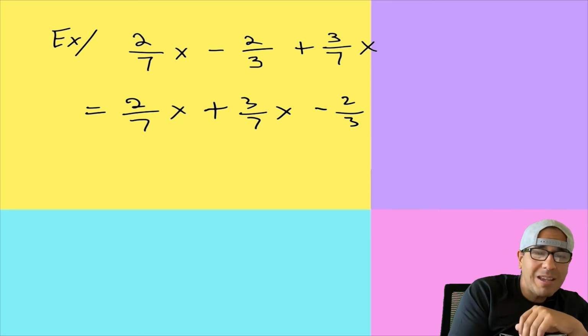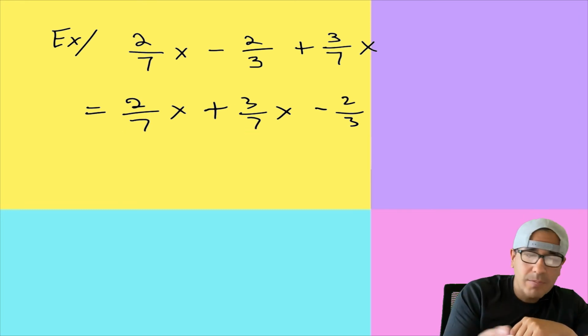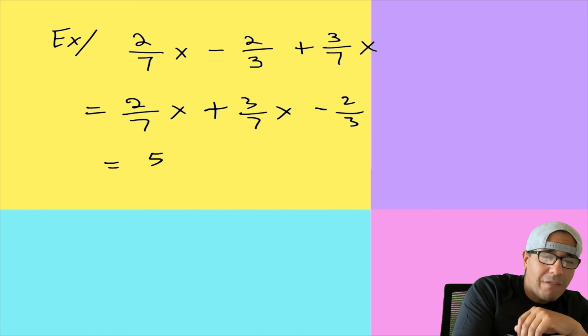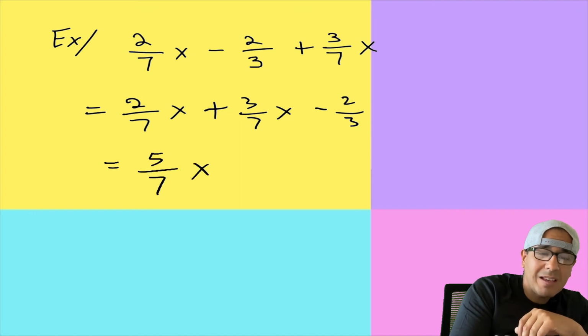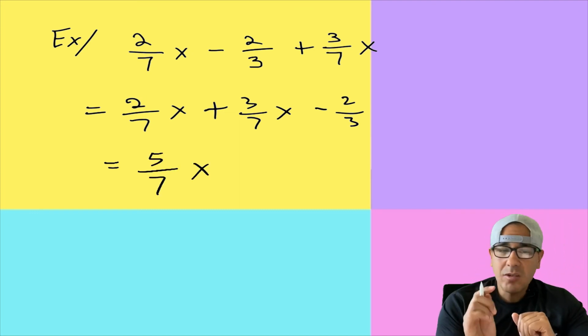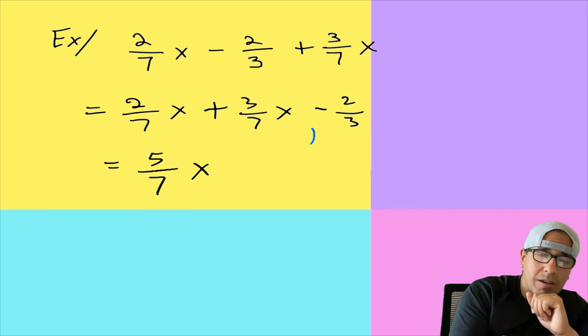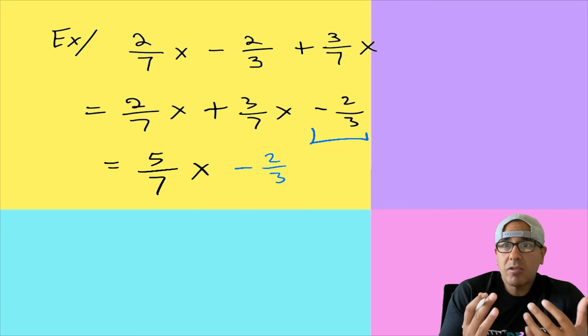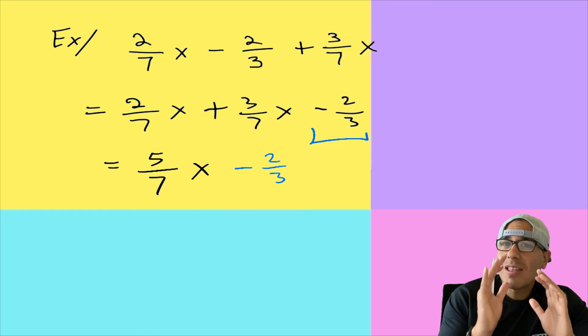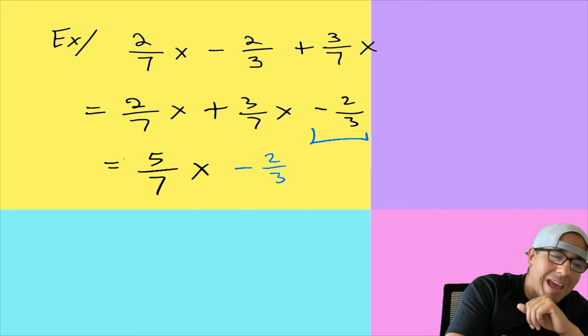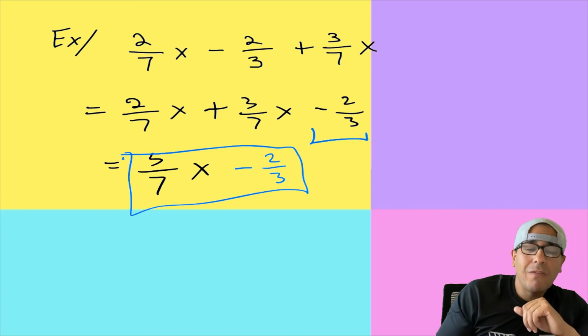So we're gonna combine these, and notice they already have the same denominator. So let's go ahead and add those numerators. So what do we get? We get 5 over 7x. Remember that x doesn't change. And then we're gonna drop down that minus 2/3. And then you're asking, well, what else can I do, right? There's nothing else you can do. So that's how you know that you're finished.